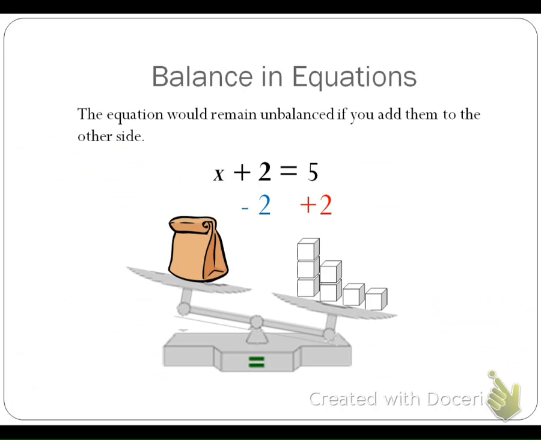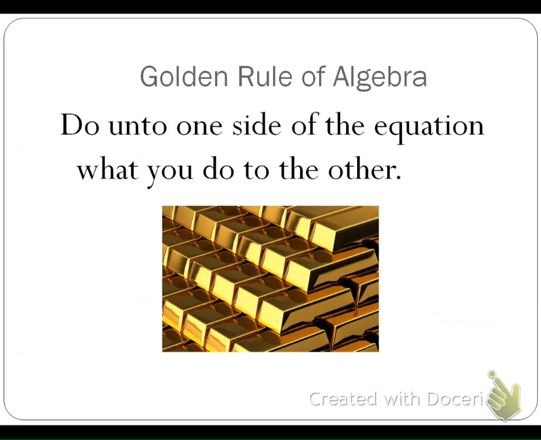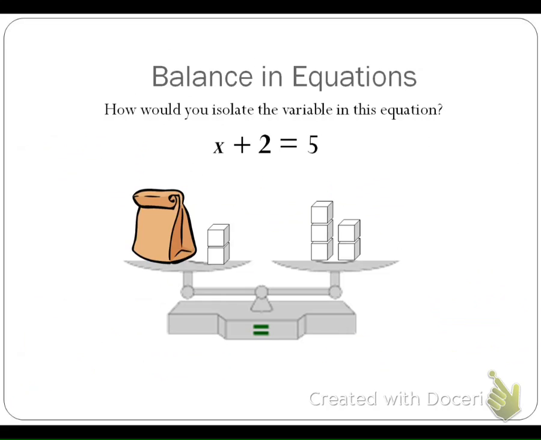You wouldn't just add those 2 blocks to the other side on the balance. It still stays unbalanced. So in algebra, we have this golden rule. Whatever you do to one side of an equation, you have to do the exact same thing to the other side.